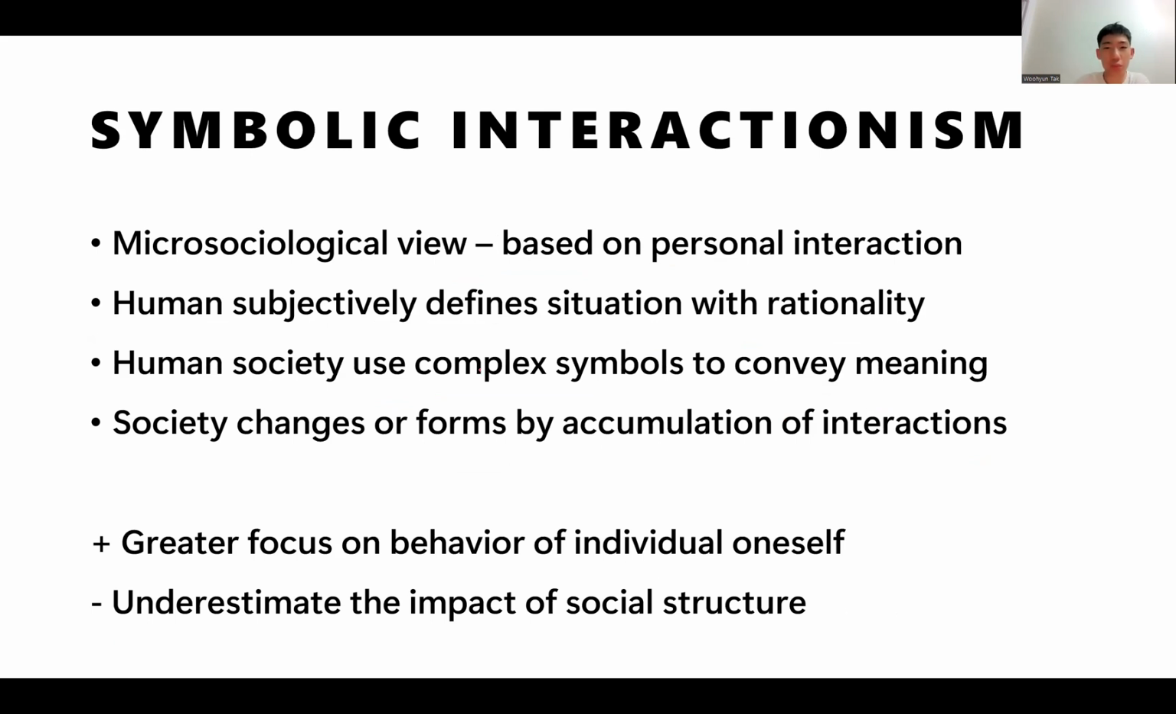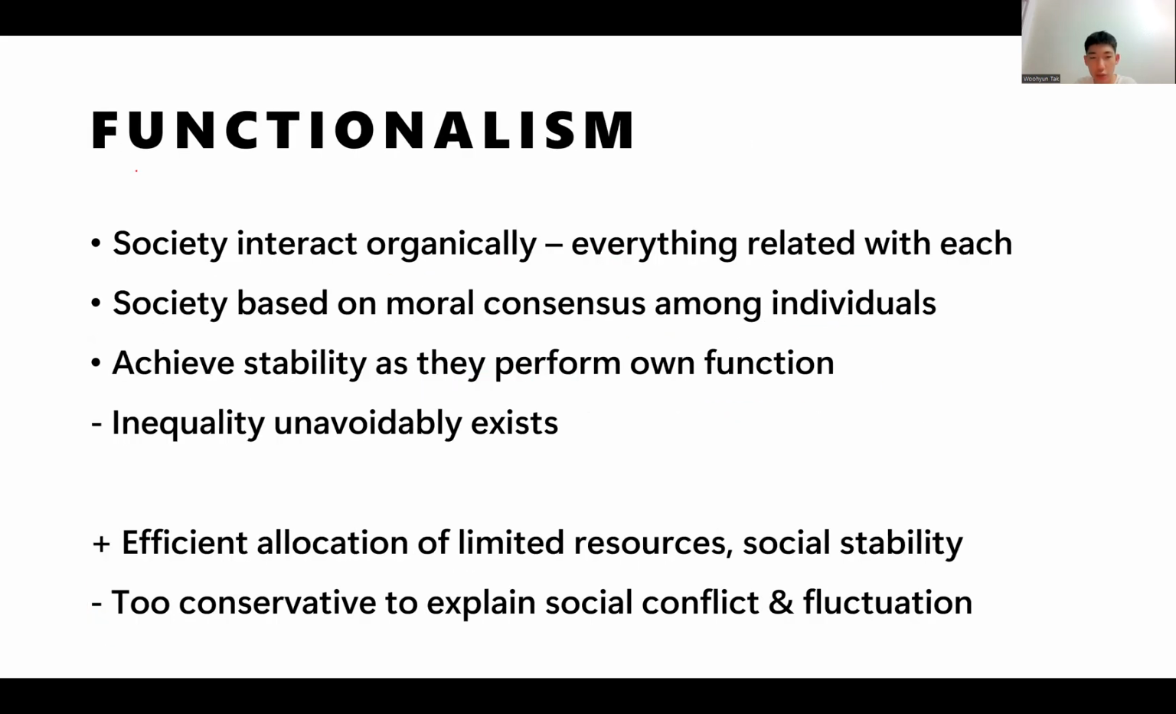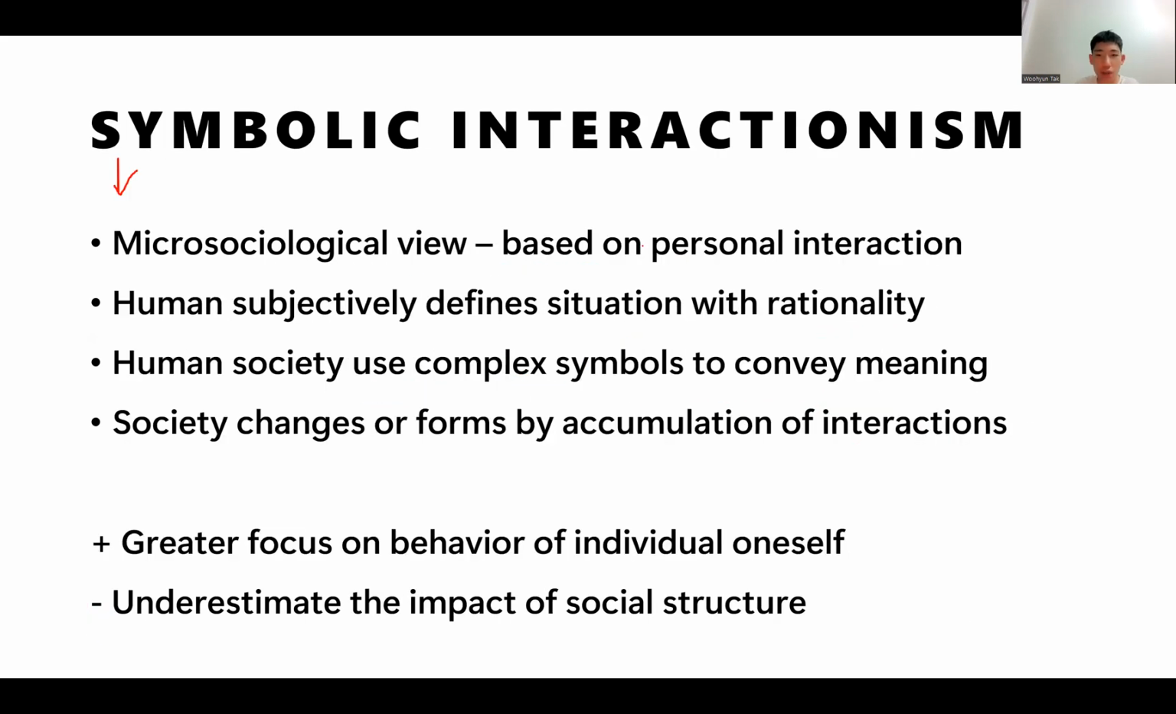The last theory is symbolic interactionism. It must be differentiated from the last two theories because it adopts a micro-sociological view. Although the previous two were based on societal structure, this is about personal interactions. So humans can subjectively define situations with rationality, and human society uses complex symbols to convey meaning.